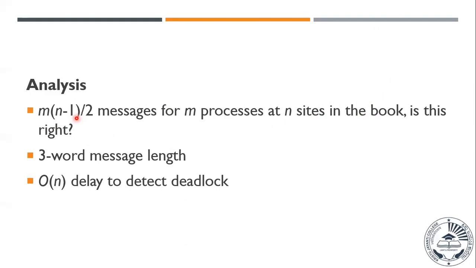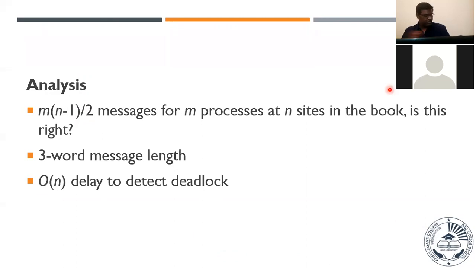Okay, if you want to see the example, I will show you this. Page number 167, I believe. I'll show you the diagram. Okay, so this is the diagram they're talking about. Are you able to see that? Yes, sir. So this is the diagram they're talking about. So there are m into (n minus 1) divided by 2 messages.